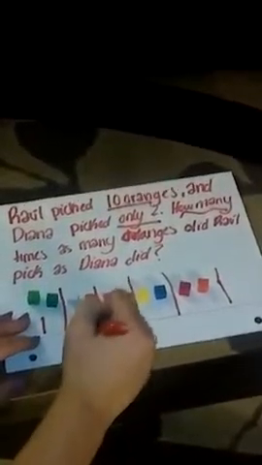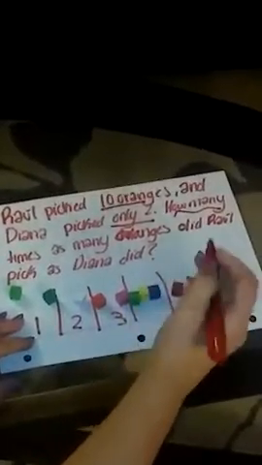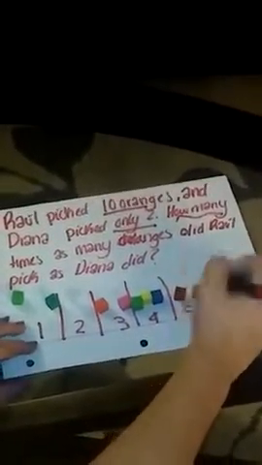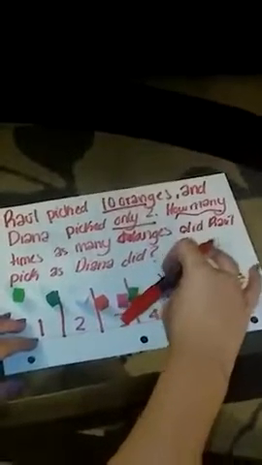1, 2, 3, 4, 5. And let's take a look at it all together. 1, 2, 3, 4, 5. So Raul picked 5 times as many oranges as Diana did. Let's move on to our very last one.